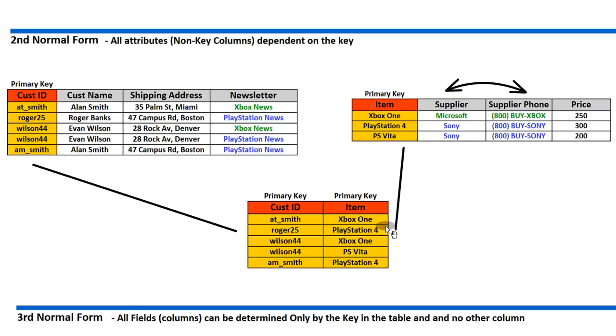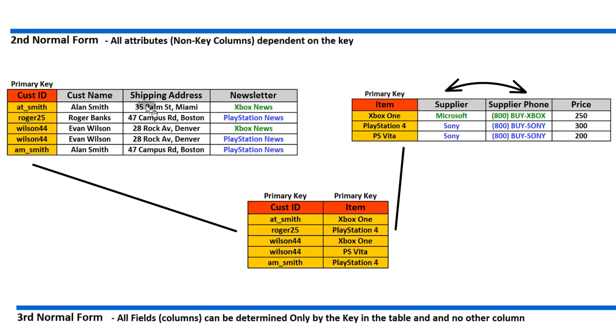If I would add more items here, like a camera for PlayStation, a camera for Xbox, controller, and so on, you would notice that Microsoft, Sony, and their phone numbers keep repeating. So if I would have to change the phone number, I would have to change it in a lot of different places, and it's not normalized properly.